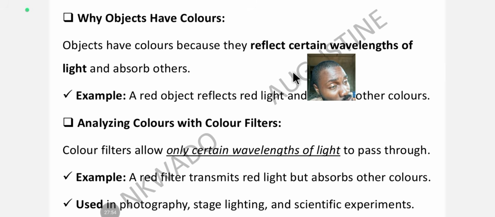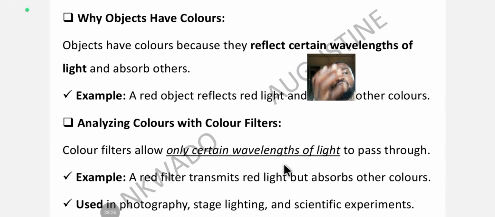JAMB can also set this kind of question for you. It depends on what? The wavelength of light. And filtration of color also depends on what? The wavelength of the light too. So only certain wavelengths of light pass through some colors. So that's the feature of a color filter. The characteristic of a color filter is like a semi-permeable membrane that allows certain sizes of molecules to pass through it. That's what we have here.